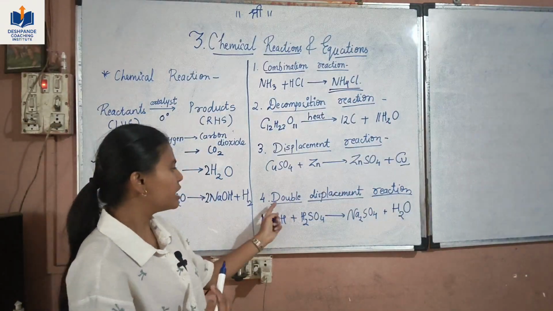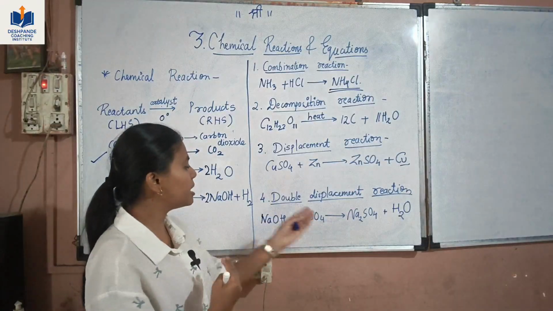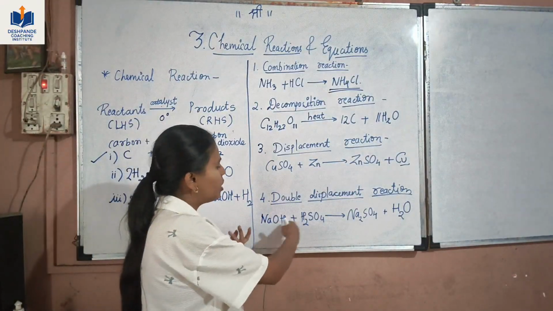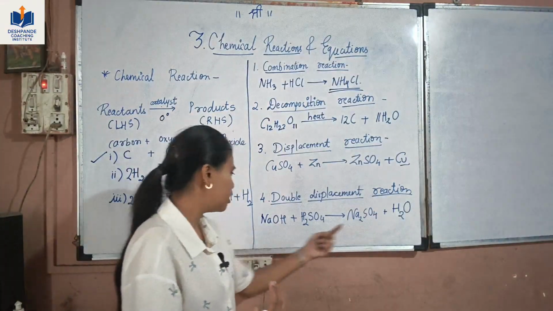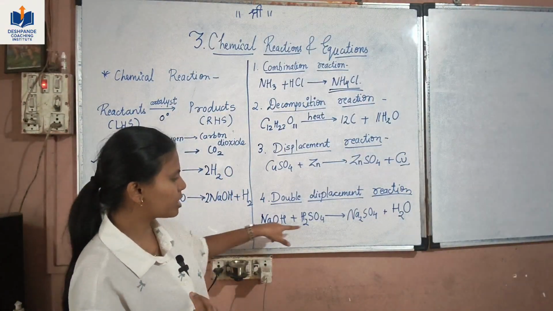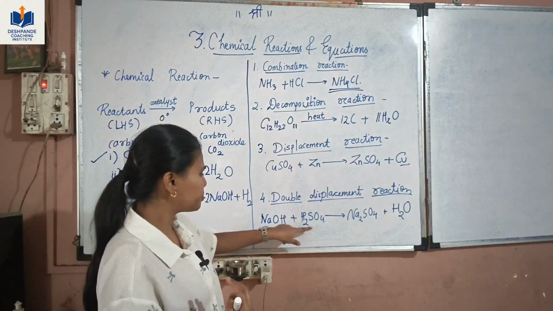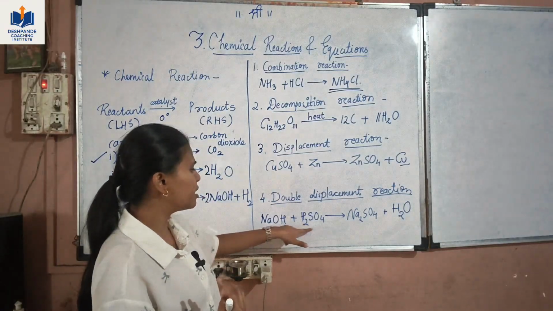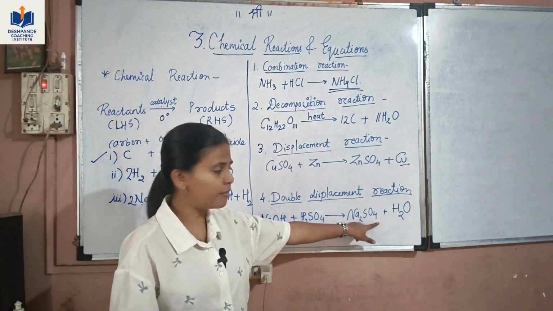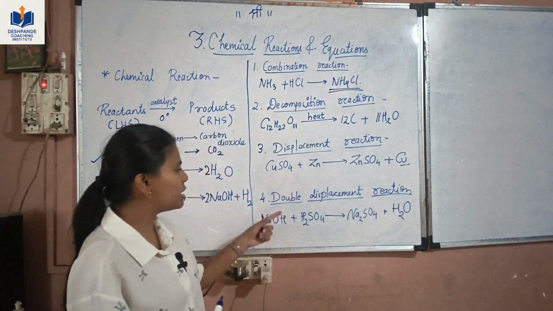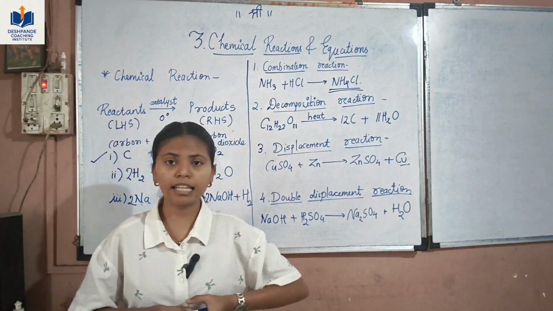Then the last reaction is double displacement reaction. It is similar to displacement reaction, but in double displacement reaction, the elements of both the compounds exchange their positions and they form new products. So here we can see NaOH, sodium hydroxide plus H2SO4, sulfuric acid. From the sulfuric acid, the hydrogen is gone and sodium replaces it. So we get Na2SO4, sodium sulfate and water. So this was the double displacement reaction, and this was all about the chemical reactions and equations.